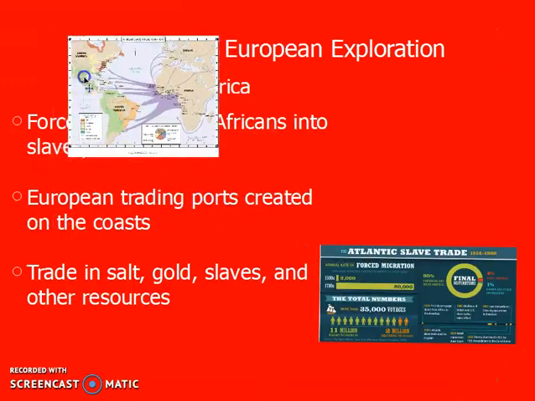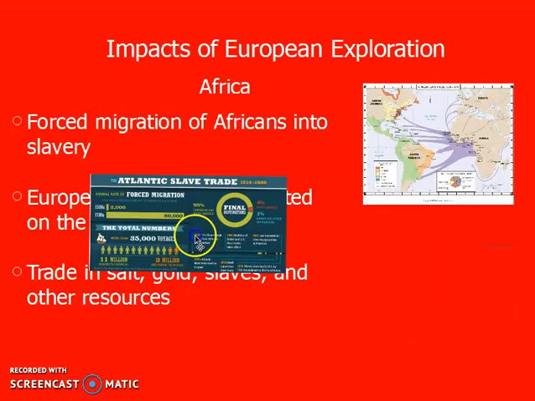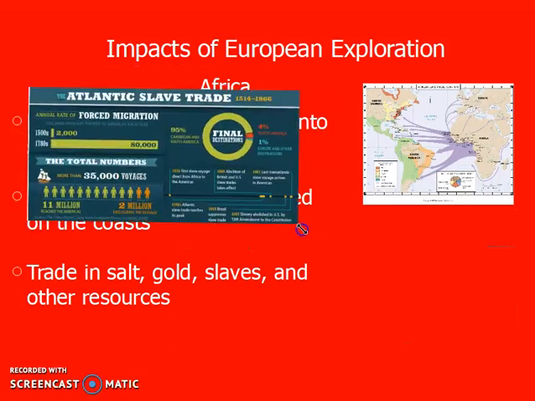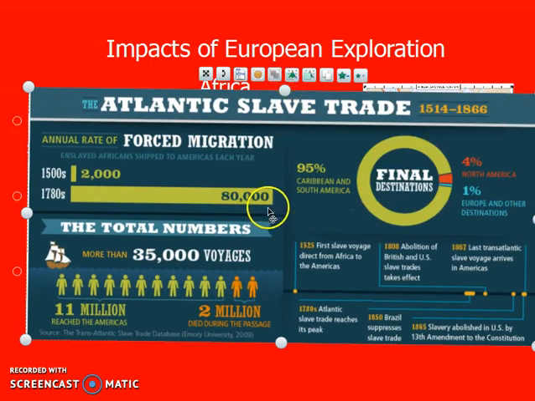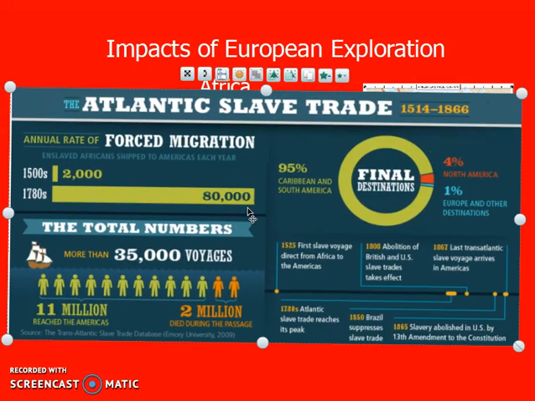The other piece is that there's a lot of trade in all of the African resources that are given then straight into the European economy. This, I think, is more powerful than anything else. This is the chart that talks about the Atlantic slave trade. You can see that by the 1780s, 80,000 humans a year were being pulled out of Africa, where more than 2 million die just on the trip alone, where 95% of them go to the Caribbean. If you want to take a look at that chart on your own time, that's a pretty powerful chart.